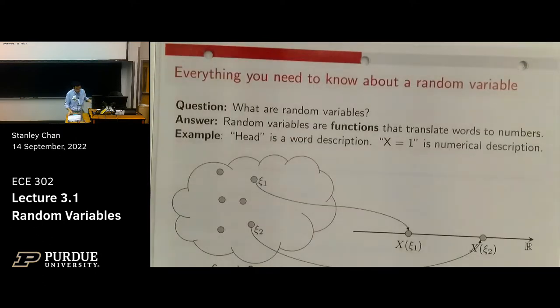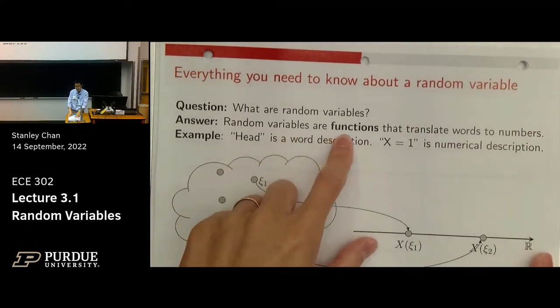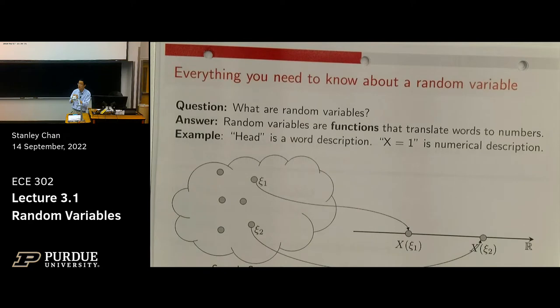So in the abstract sense, what is a random variable? A random variable is a function, it's a mapping. There are two things in this diagram. On the left-hand side, you have the sample space. Inside the sample space, you have multiple events. A lot of these events.